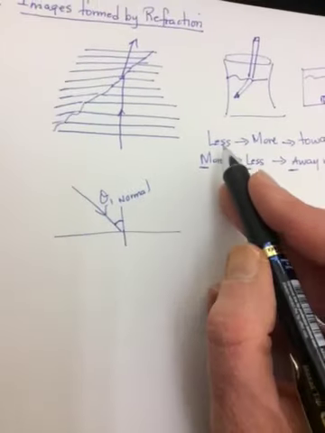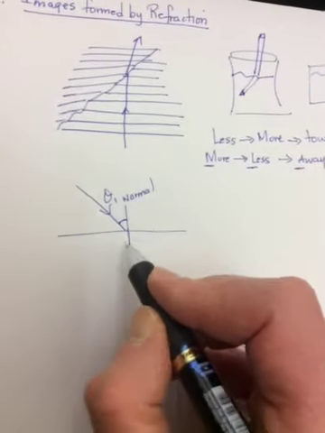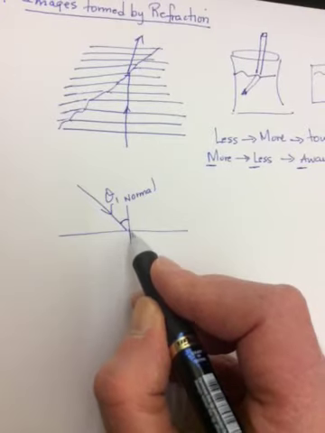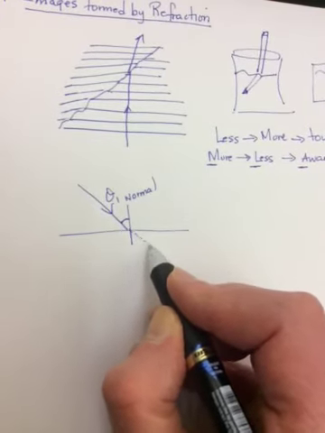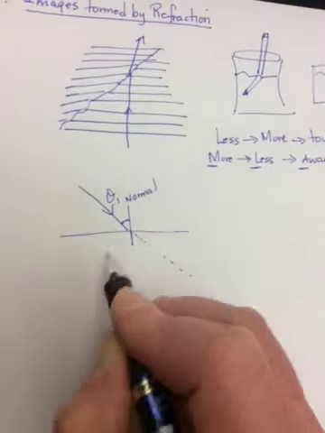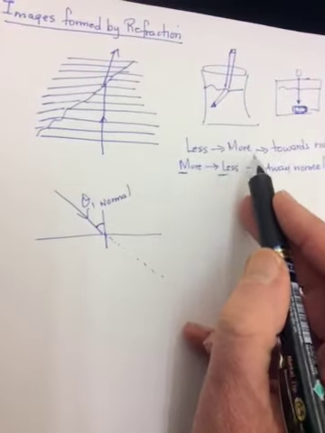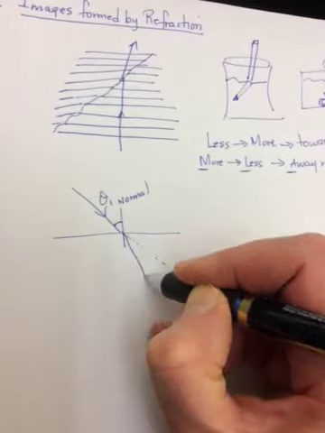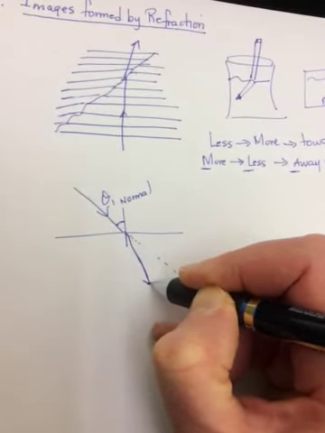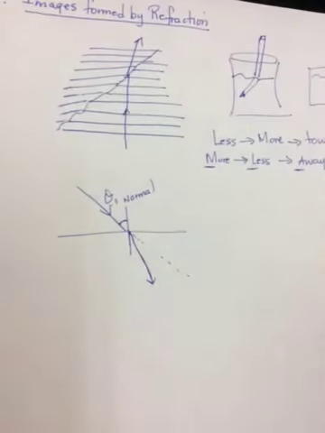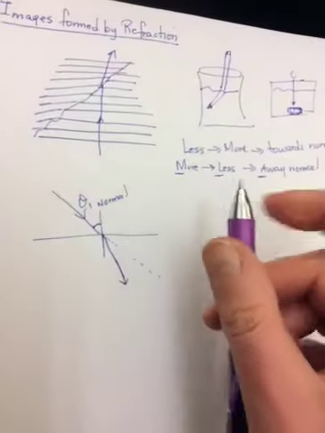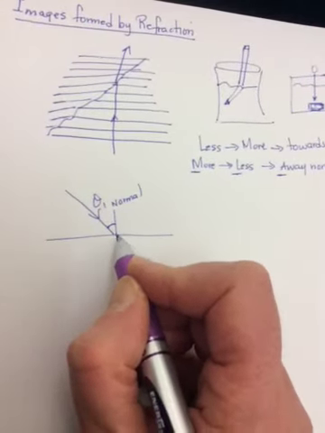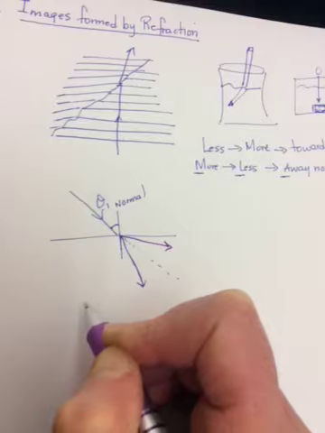So if it's going from less dense to more dense, like from air into glass, if it didn't bend at all, it would just follow a straight line through. But going from less to more, it's going to bend towards, which means instead of going like this, it's going to bend down here so that it's closer to the normal. If it's going from more to less, it's going to bend away, which means it's going to bend up here.